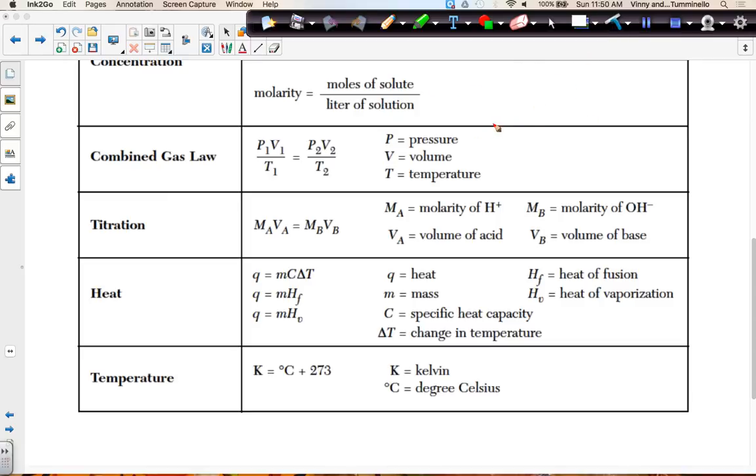For the combined gas law, P1 V1 over T1 equals P2 V2 over T2. A lot of times we're going to use this formula if they talk about pressures, volumes, and temperatures for gases and calculating final pressure or final volume or final temperature. These temperatures always have to be in Kelvin, so you may have to use this formula at the bottom.